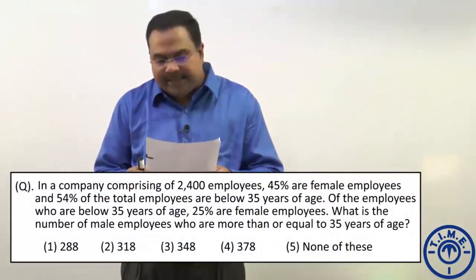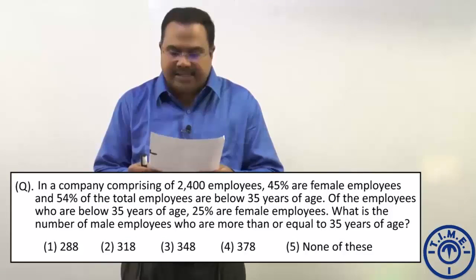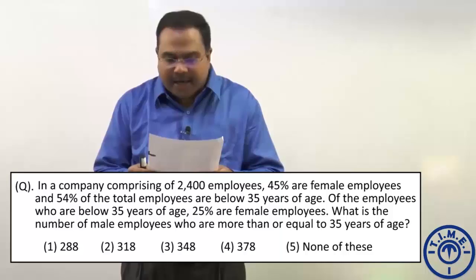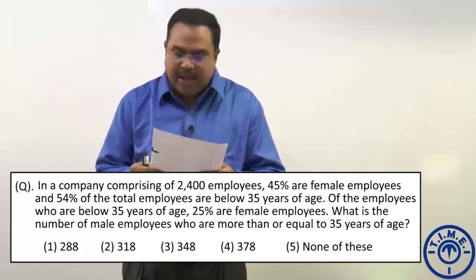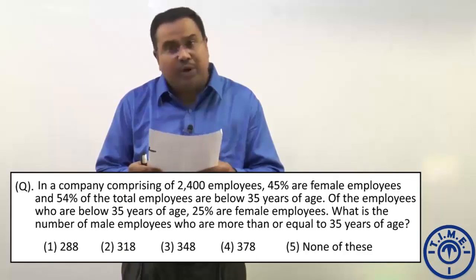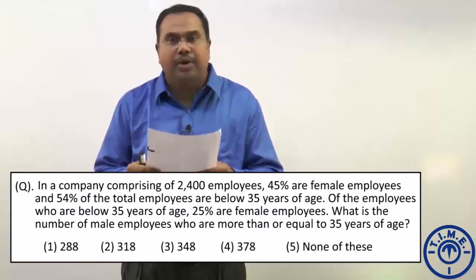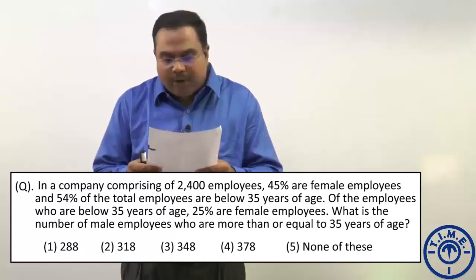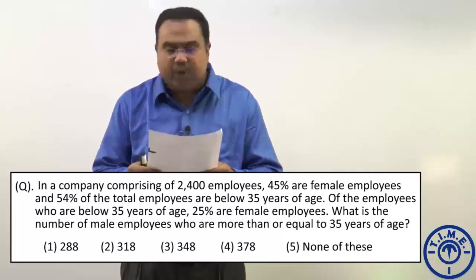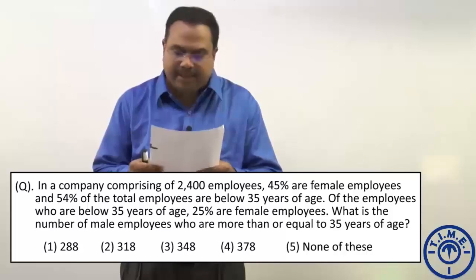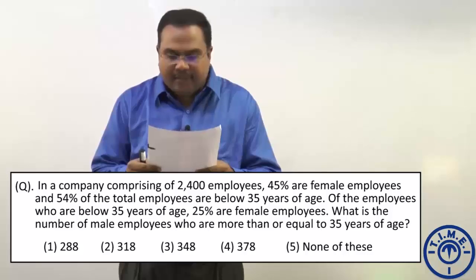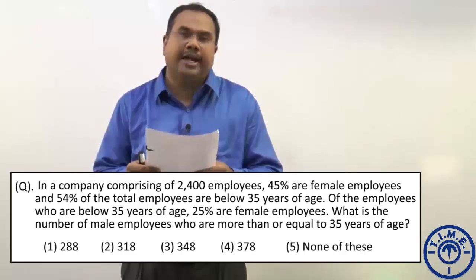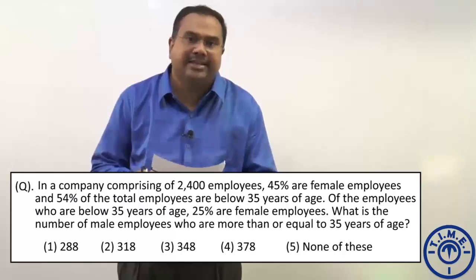Next question. In a company comprising of 2400 employees, 45% are female employees and 54% of total employees are below 35 years of age. Of the employees who are below 35 years of age, 25% are female employees. What is the number of male employees who are more than or equal to 35 years?